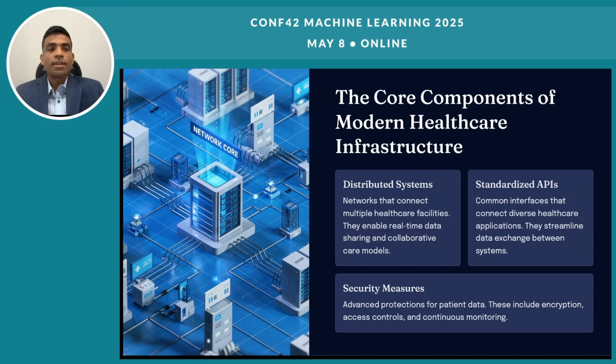And the third one is security measures. With the growing volume of sensitive health data, robust security is essential. Modern healthcare infrastructure employs advanced security measures, including data encryption, strict access controls, and continuous system monitoring. These safeguards protect patient privacy, ensure compliance with regulations like HIPAA, and build trust between patients and providers.